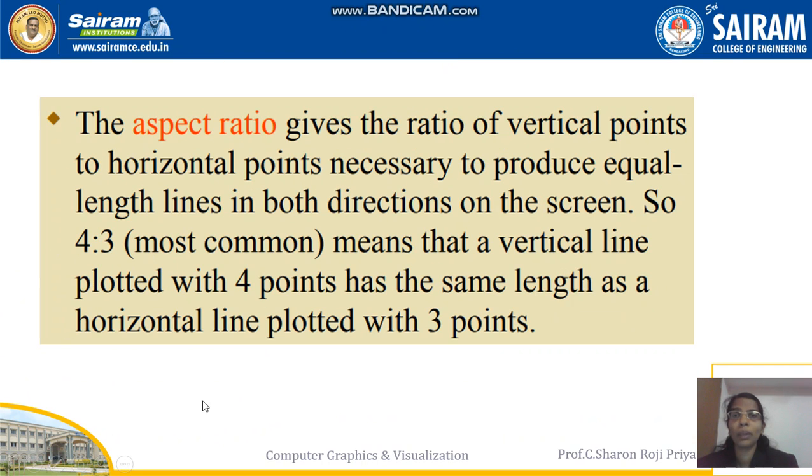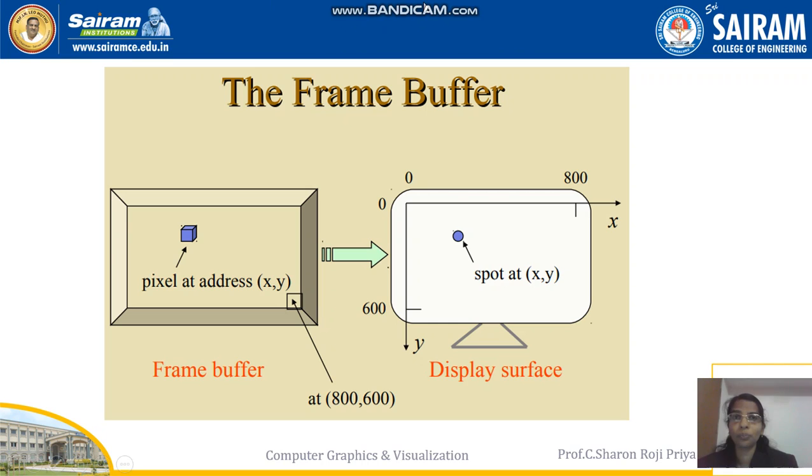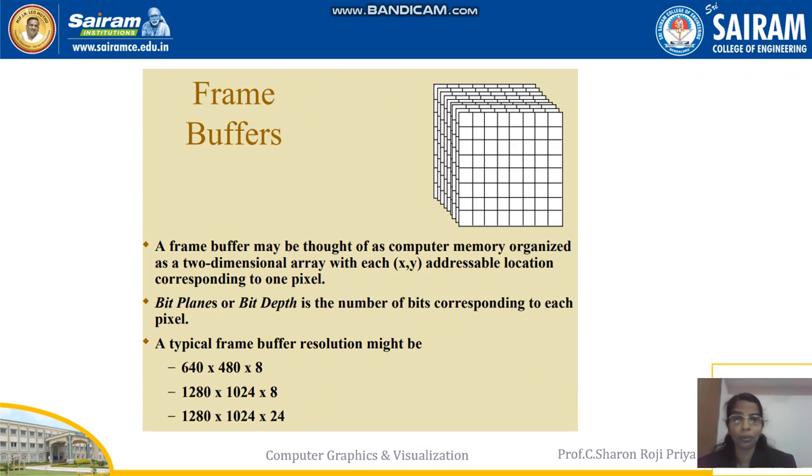And what do you mean by aspect ratio? Aspect ratio is nothing but the ratio of width to height. And I told you already, frame buffer is nothing but the portion of the memory that holds my picture. A portion of the memory where my image is stored is known as frame buffer.